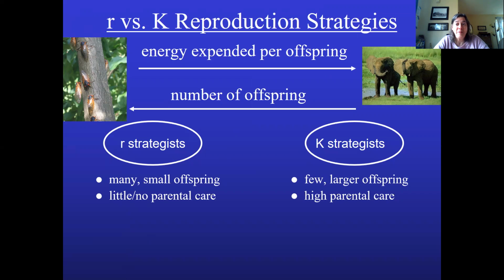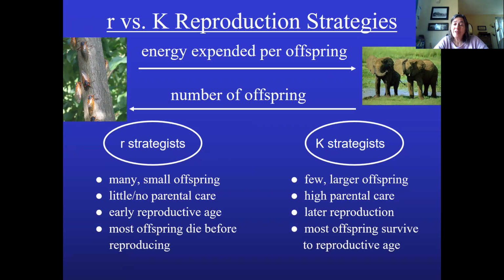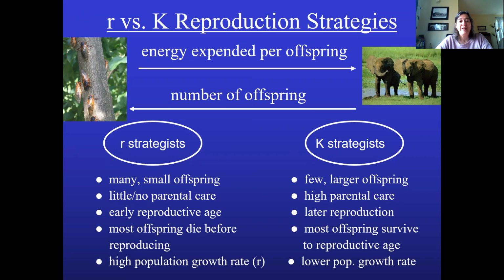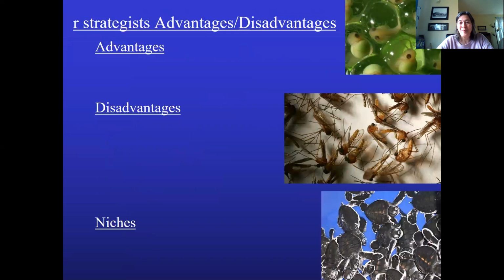K strategist, high parental care. Early reproductive age for r strategists, later reproduction with K strategists. r strategists, most offspring die before reproducing. K strategists, most offspring survive to reproductive age and then go on to have offspring of their own. All right, and then r strategists, high population growth. K strategist, low population growth.